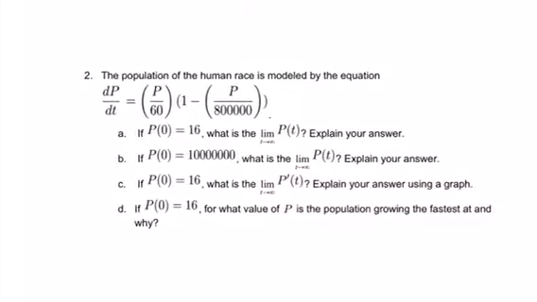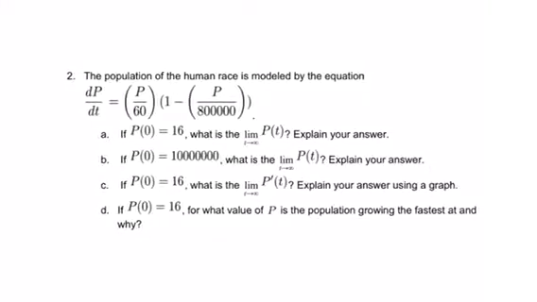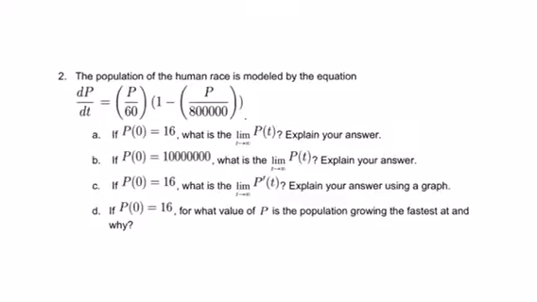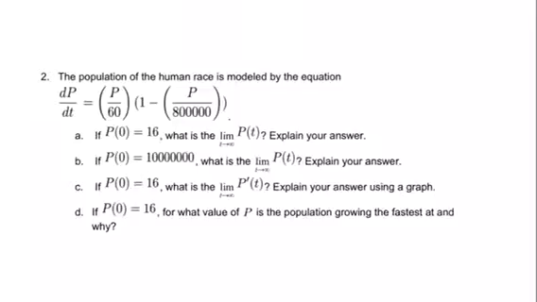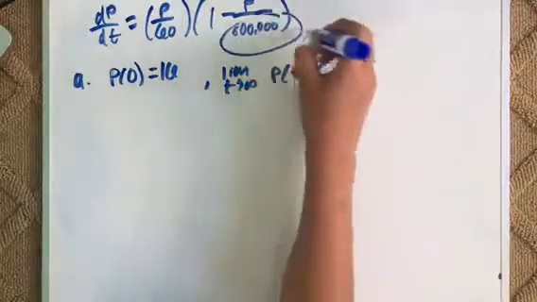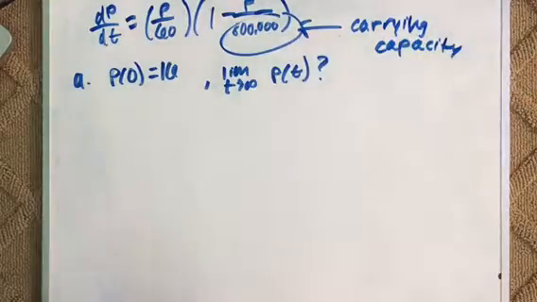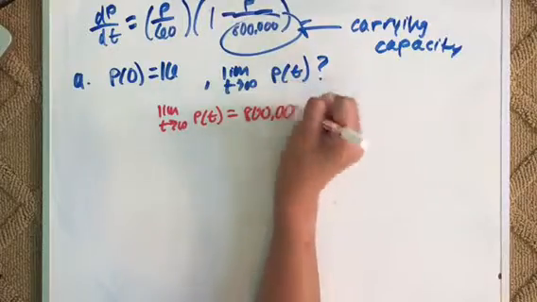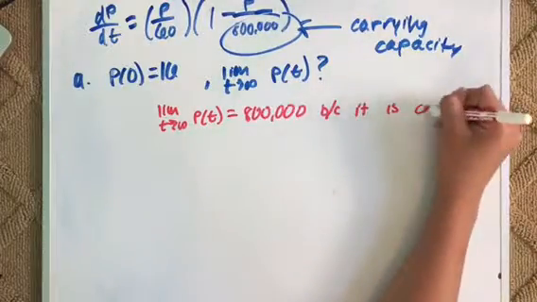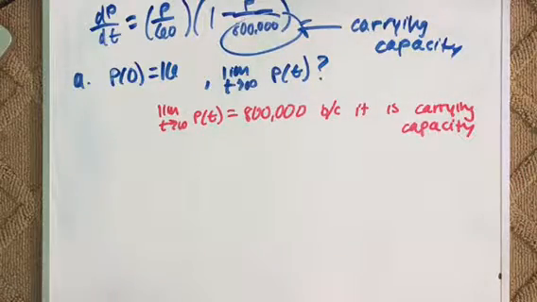So number 2, we have dp/dt equals p over 60 times 1 minus p over 800,000. So part A, if p of 0 equals 16, what is the limit as t approaches infinity of p of t? So for the first one, looking at the differential equation, we see that 800,000 is the carrying capacity. So the limit as t approaches infinity of p of t is 800,000 because it is the carrying capacity. And the carrying capacity is usually the limit as t approaches infinity.